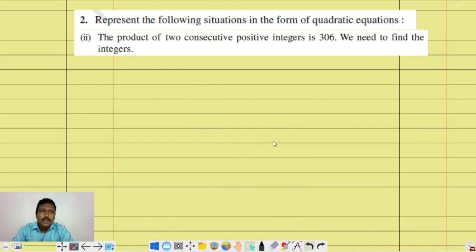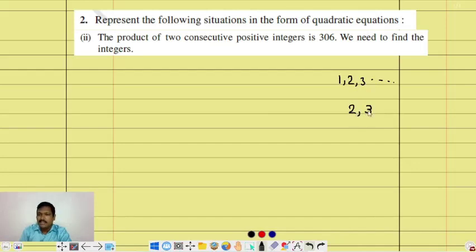Okay. So now question number 2, the second question. The product of two consecutive positive integers is 306. We need to find the integers. See, the product of two consecutive positive integers. Which are the positive integers? Positive integers we know are 1, 2, 3, etc. Anyway, I am taking two consecutive integers. For example, I take 2 as an integer. Then its consecutive, the next integer will be 3, 2 comma 3.